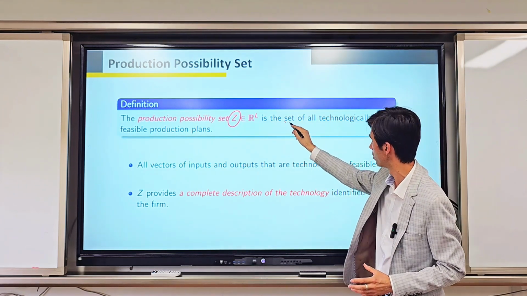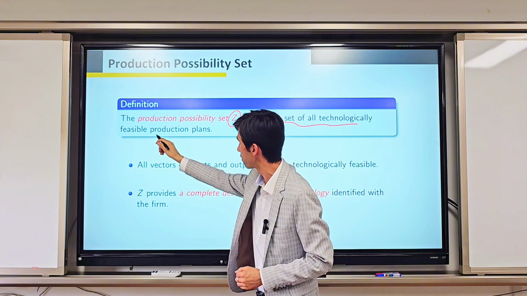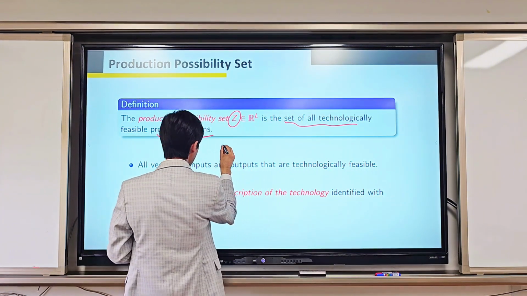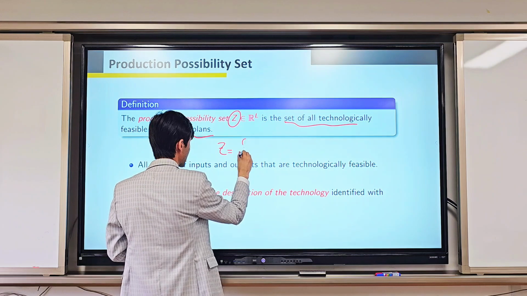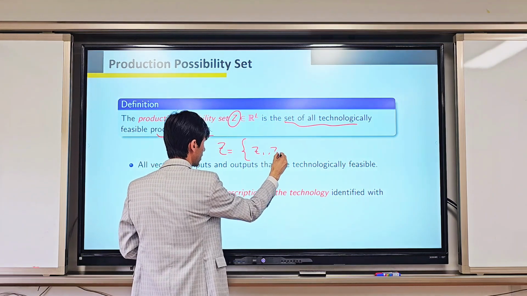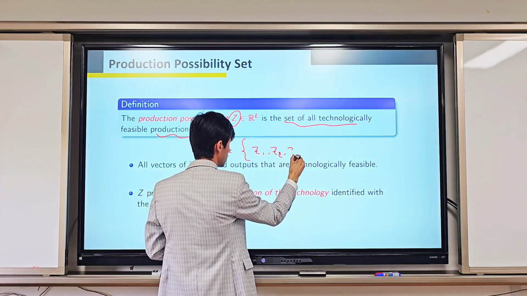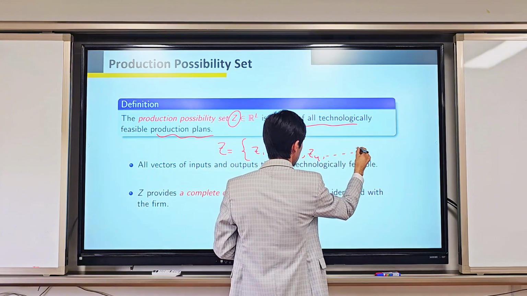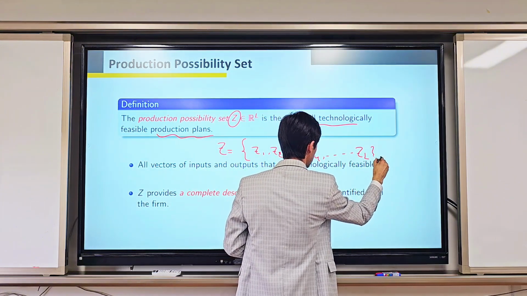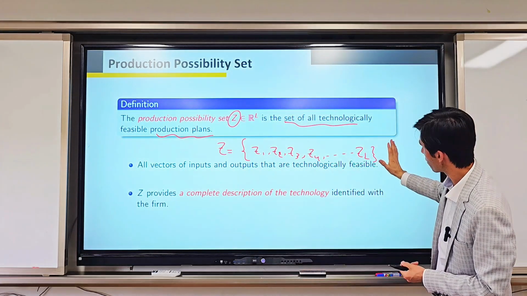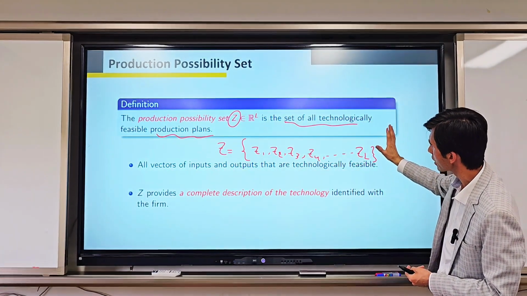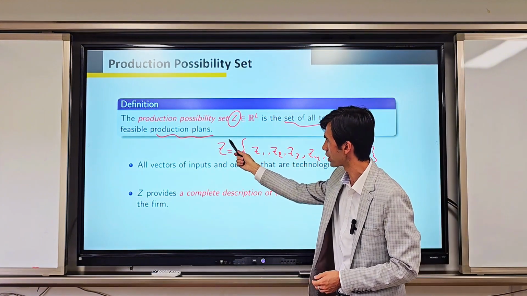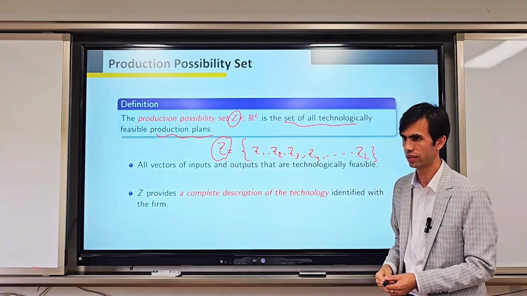because here the production possibility set shows all the sets of technologically feasible production plans. So it means the Z is a combination of different Z3, Z4, up to ZL. So if we have a set of all the technologically feasible production plans, then we have a production possibility set.